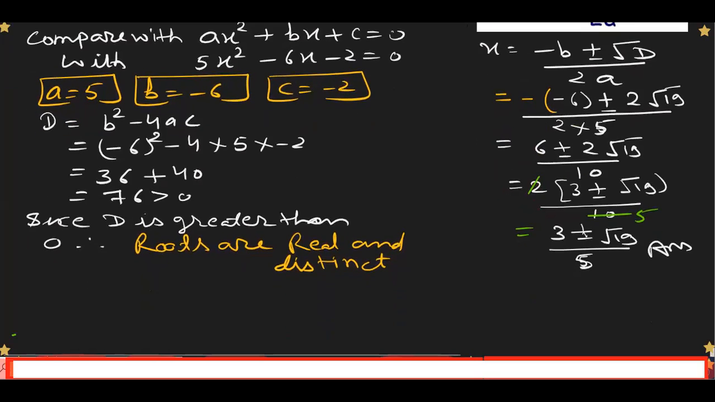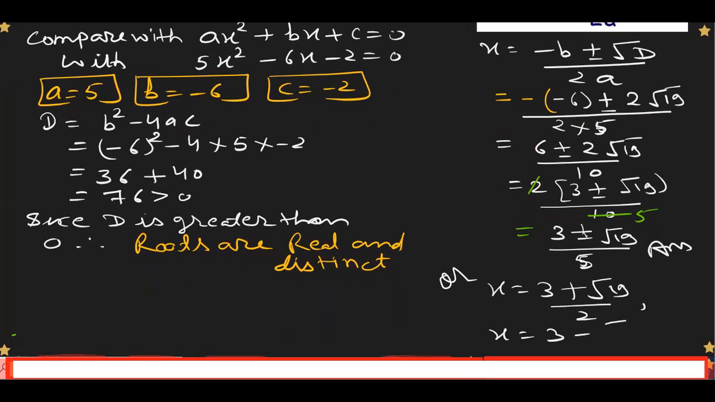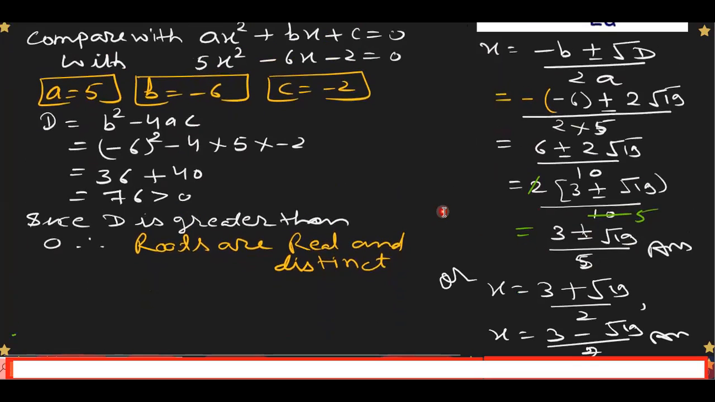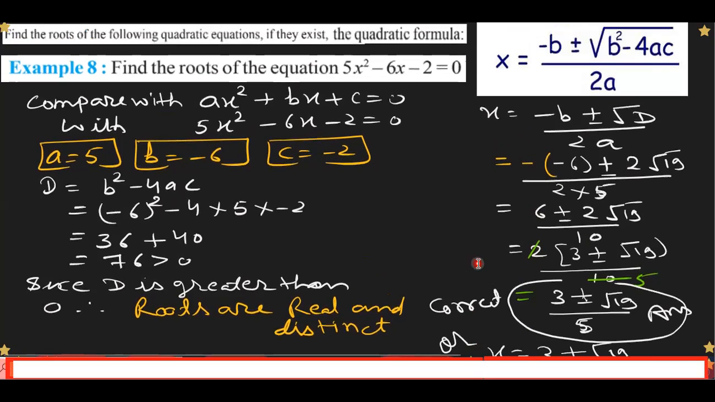यू कैन राइट लाइक दिस, और यू कैन राइट x is equal to 3 plus root 19 by 2, and x is equal to 3 minus square root of 19 by 2, and that is the answer of this question. एक बार आपको प्लस साइन लेना पड़ेगा और एक बार आपको माइनस साइन लेना पड़ेगा, एंड दिस इज द आंसर ऑफ दिस क्वेश्चन. अगर आप ये भी लिखते हैं देन दैट इज आल्सो करेक्ट. So that's all for this example number 8.